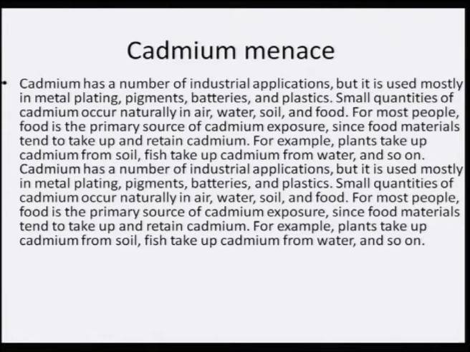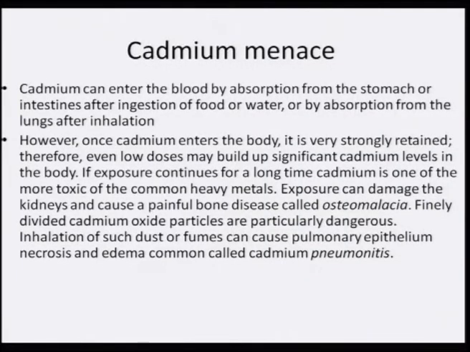For most people, food is the primary source of exposure, and that is why it can go on. Cadmium can get accumulated in the biotic system. Cadmium can enter the body through the blood by absorption from the stomach or intestine after ingestion of food or water, or by absorption from the lungs after inhalation. However, once cadmium enters the body, it is very strongly retained. Therefore, even low doses may build up significant cadmium levels in the body.